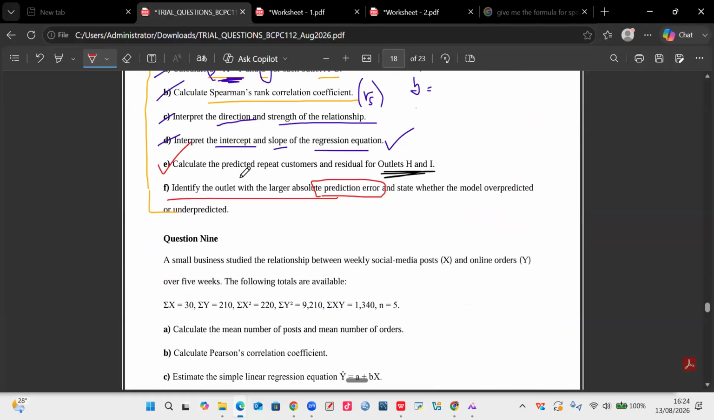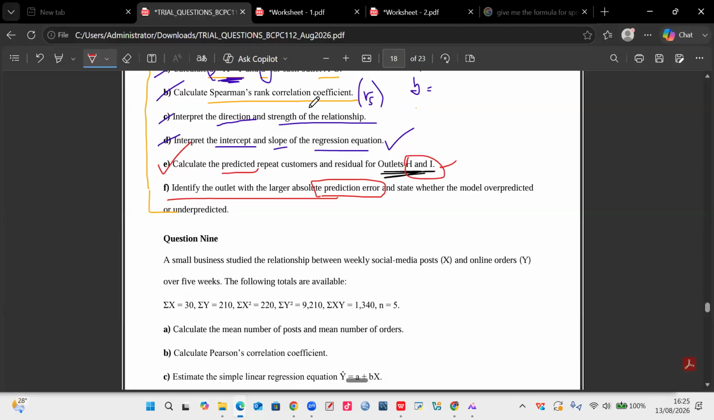We are using H and I because it was based on the H and I that we calculated a predicted value and the residual, because that's what the question asked us to calculate. In the previous one, the question asked us to calculate the predicted on all the weeks. But here, we calculated the predicted on the outlets H and I. Are you good? Yes.